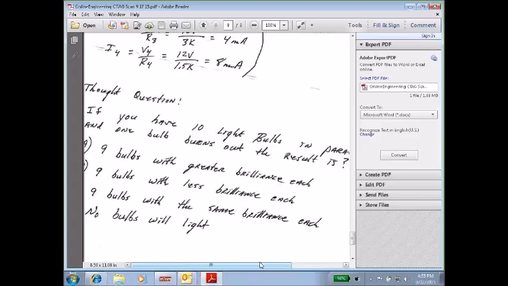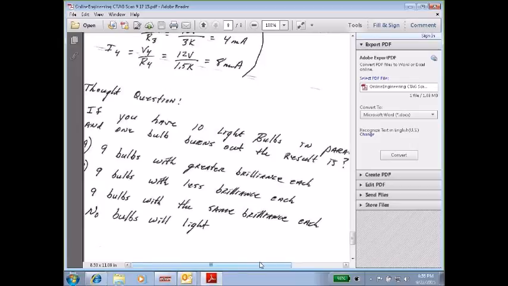I've got a thought question that I've put on here, and this is one that I've used quite a bit. This happens to be off of a multiple choice portion of an exam. If you have 10 light bulbs in parallel and one bulb burns out, the result is, well, first let's ask that same question and strike the word parallel and put series. If it's a series circuit, what's going to happen? Well, obviously it is a break in the current loop, and therefore no bulbs would light.